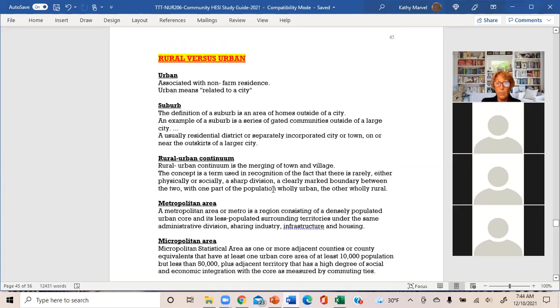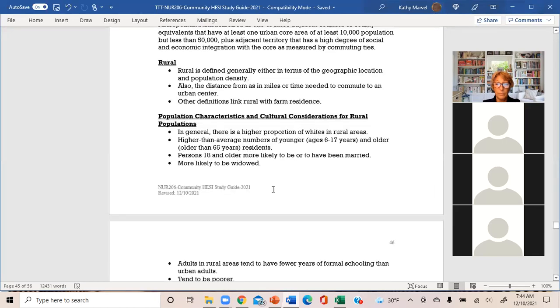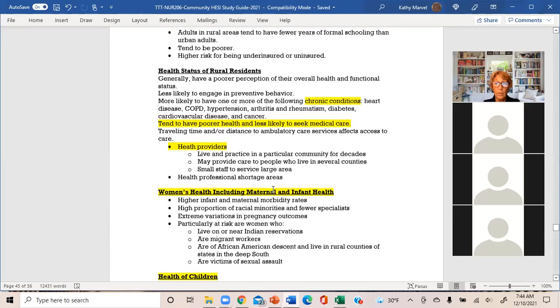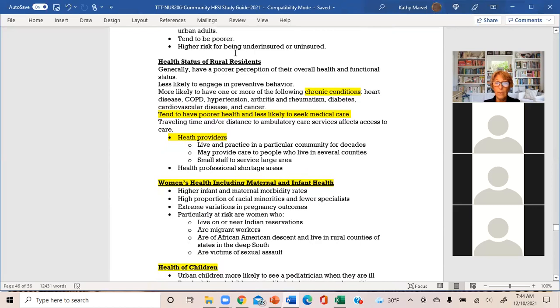And then the next section was rural versus urban. This is the section where immigrant, migrant care is discussed. What is the health status of rural residents? Why are rural residents less likely to seek care?